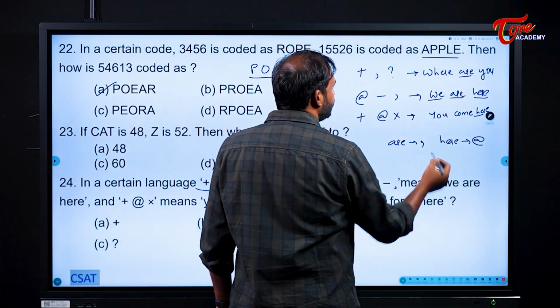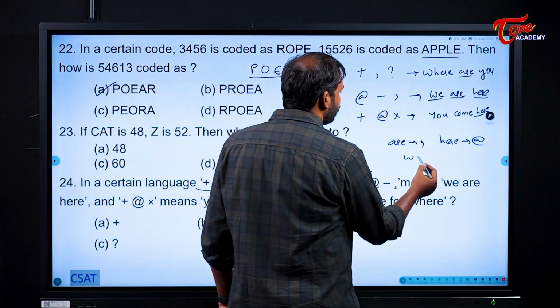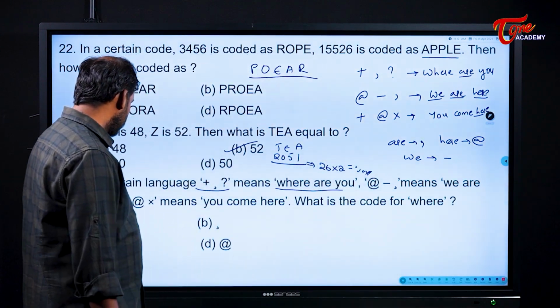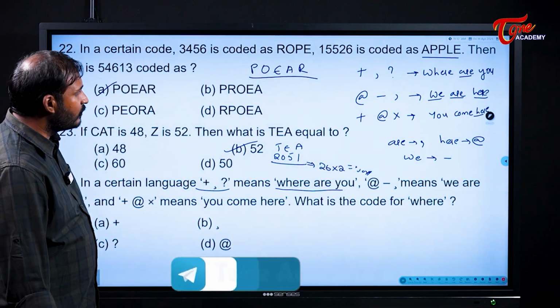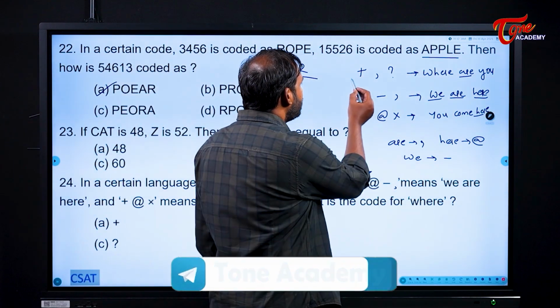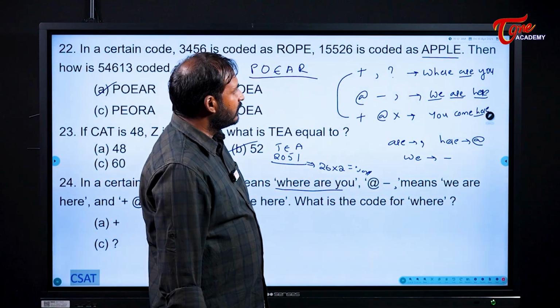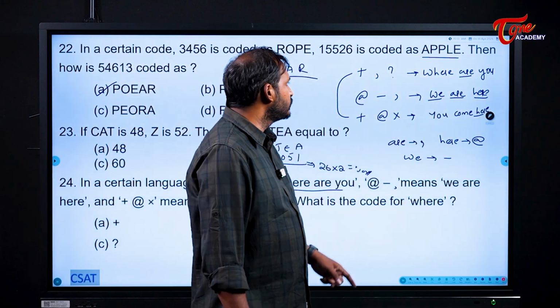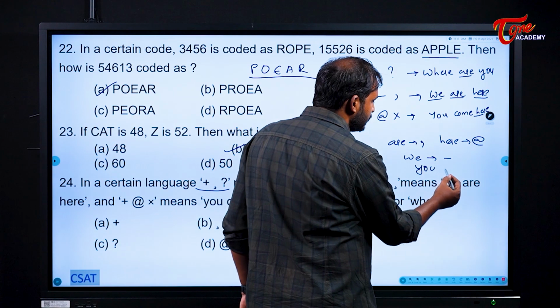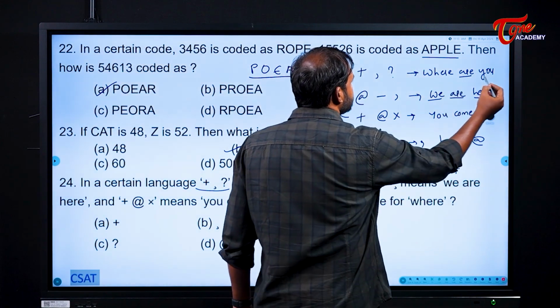So obviously we are left with V. So V will be coded with what? Minus. We will be coded with minus. Okay, what is the code for where? They are asking us what is the code for where. What is common between the first and last one? U, right? So what is the common code here? Plus. So that means U will be coded as plus.